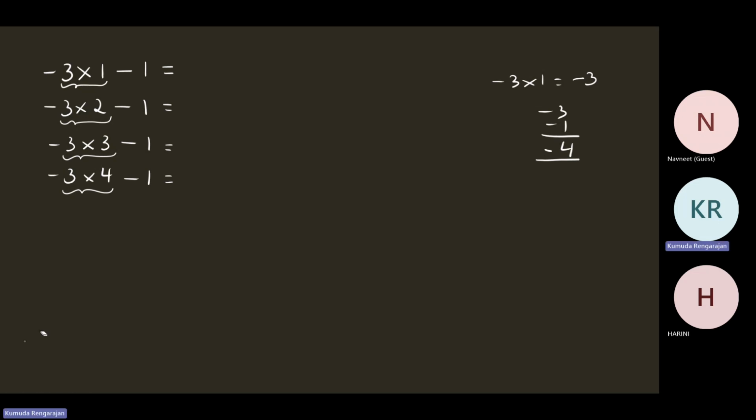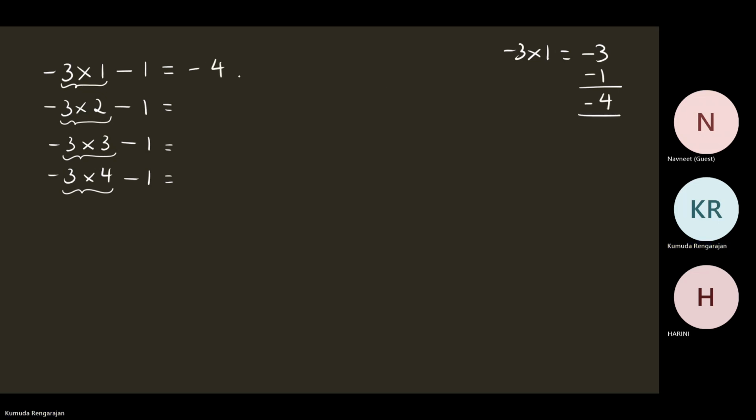So how do you calculate this? I'll show you again. When you multiply -3 into 1, 3 ones are 3, plus into minus, minus. Then -3, -1, same signs, add and put the same sign. So -4. Yeah, tell the next one, Harini. -6, then -1, ma'am. -7. Very good.